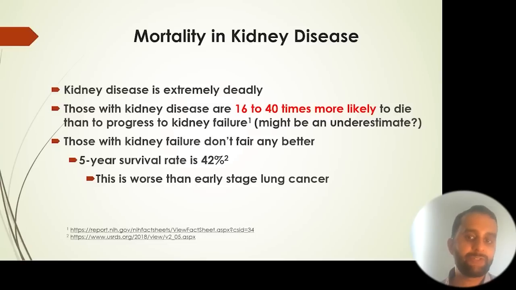Those with kidney disease are 16 to 40 times more likely to die than to progress to kidney failure. And this may even be an underestimate, as I'll show in the next slide. Those with kidney failure don't fare any better. So if you make it to dialysis, your chance of survival is still pretty bleak. It's 42% at 5 years. And this is actually worse than some cancers.